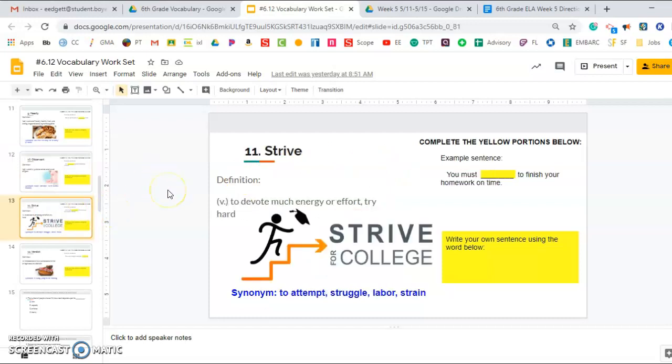Okay, 11, strive, which is a verb. When you strive towards something, you give it a lot of energy and effort. You try hard. So you're striving to do your best. You're striving to get an A. You're striving to run the marathon. You must strive to finish your homework on time.